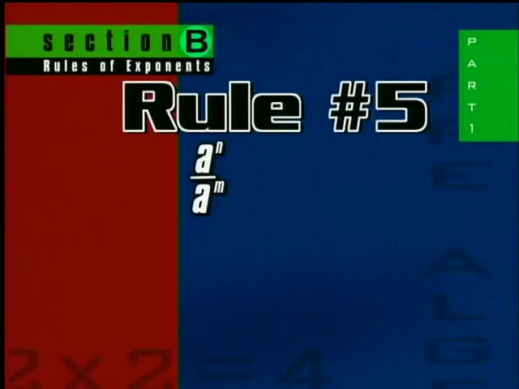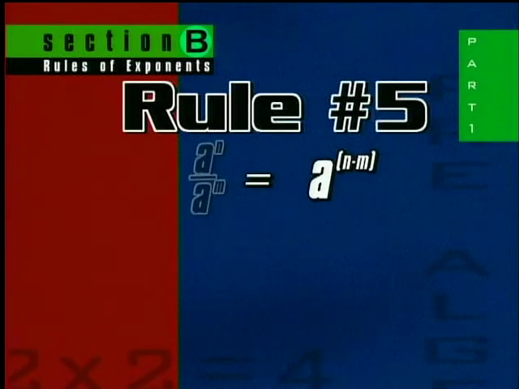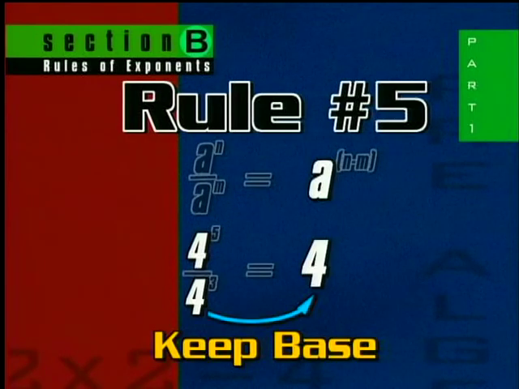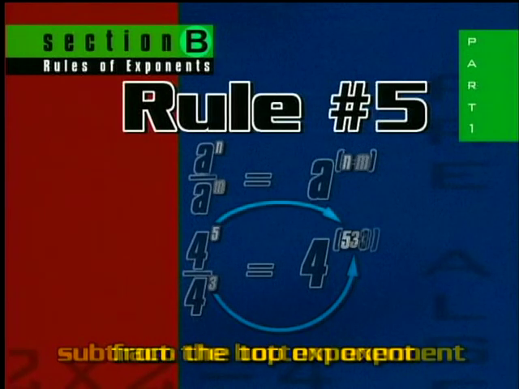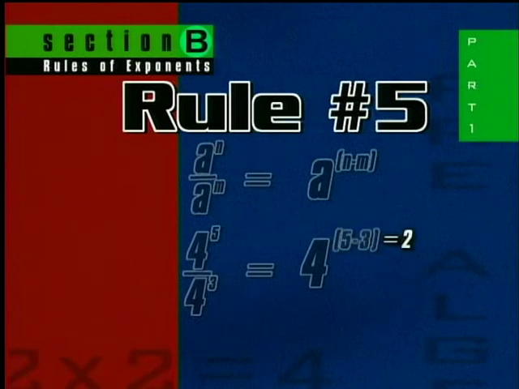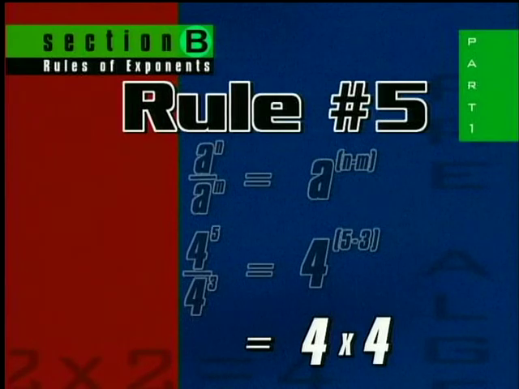We've got a to the nth power divided by a to the mth power equals a to the n minus m. So, if we have 4 to the 5th power divided by 4 cubed, we keep the base number 4, and this time we subtract the bottom exponent from the top exponent. Subtracting 5 minus 3 gives us 2. So now we've got 4 squared. Multiplied out, 4 squared is 4 times 4, or 16.